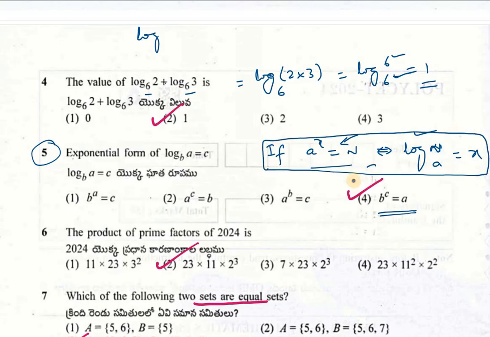From this only you are getting this answer. Log a to base b equal to c is nothing but b power c equal to a.